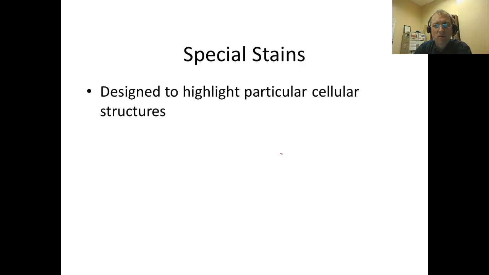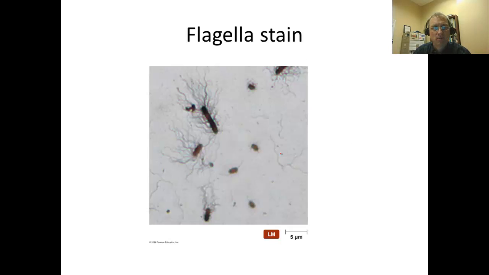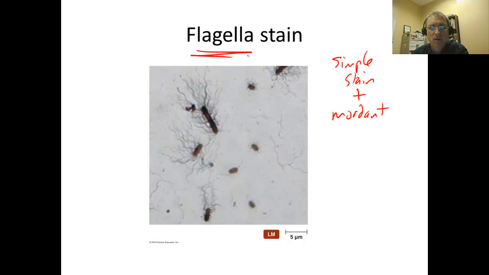The microbiology laboratory also uses a number of specialty stains, which are used not really in a differential sense, but perhaps to highlight one particular part of a microorganism. One that's commonly used is the flagella stain, which is actually just a simple stain, but it has a mordant added to it, and it's designed to highlight the structure that we learned about in chapter 3, the flagella, which is essential for bacterial motility, or bacterial movement.